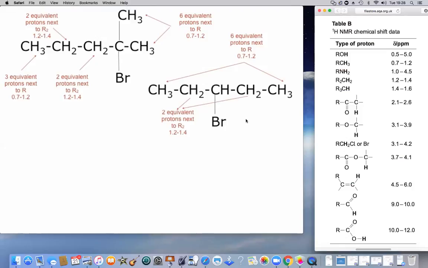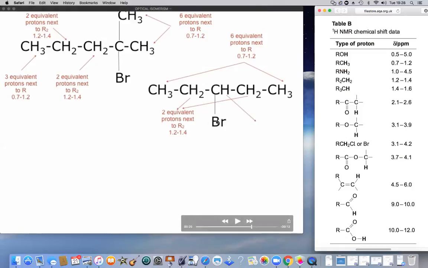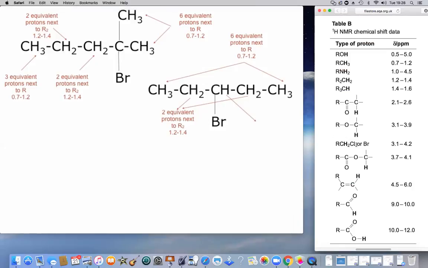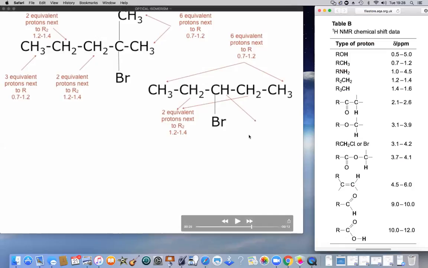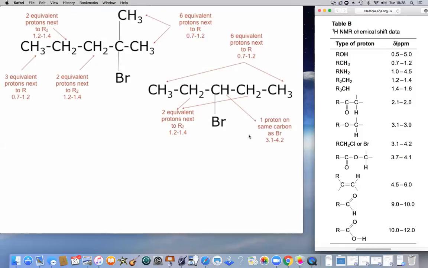And then our proton on carbon atom number 3, well, we have a bromine atom here. So that would apply here. I know it says H2. It doesn't actually matter whether there is more than one proton or 2 protons in that environment. It will be classed as a 3.1 to 4.2. It's a proton on the same carbon atom as bromine. So that will be 3.1 to 4.2.